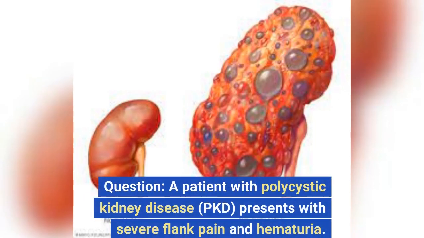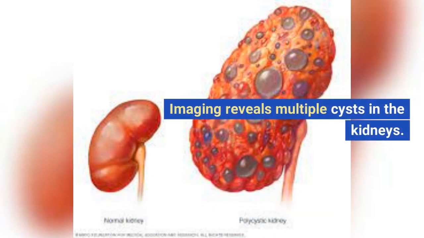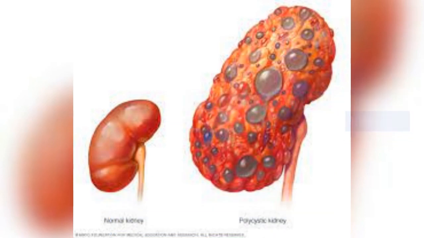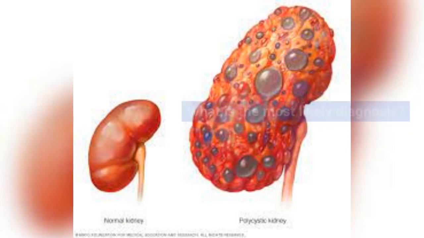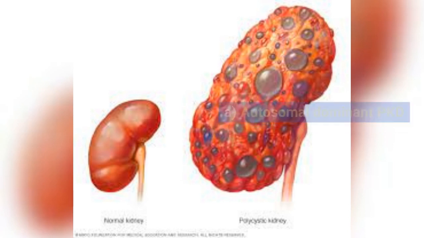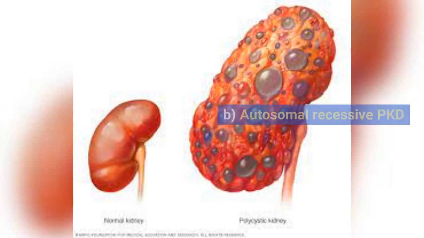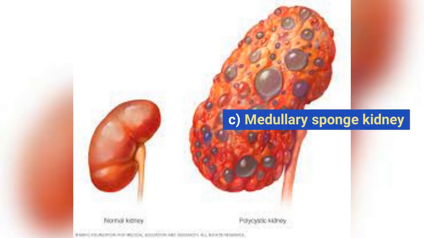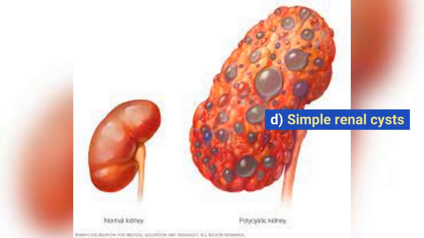Question: a patient with polycystic kidney disease, PKD, presents with severe flank pain and hematuria. Imaging reveals multiple cysts in the kidneys. What is the most likely diagnosis? A. Autosomal dominant PKD. B. Autosomal recessive PKD. C. Medullary sponge kidney. D. Simple renal cysts.